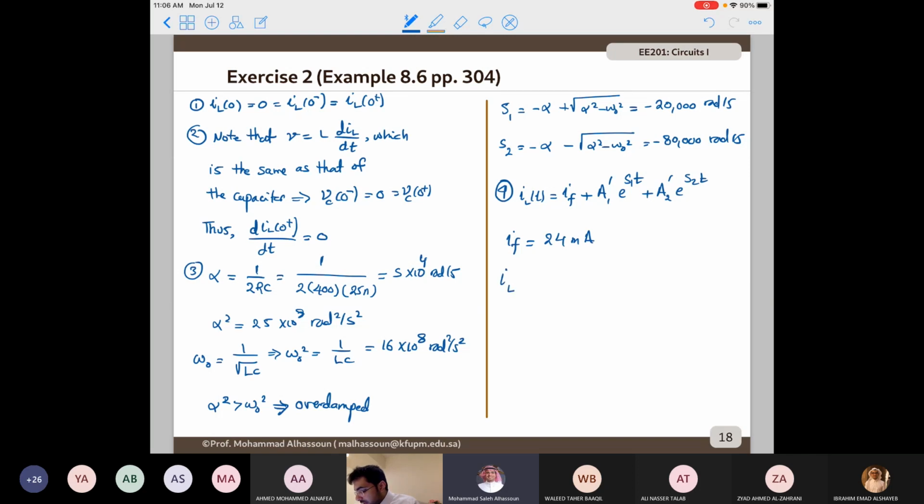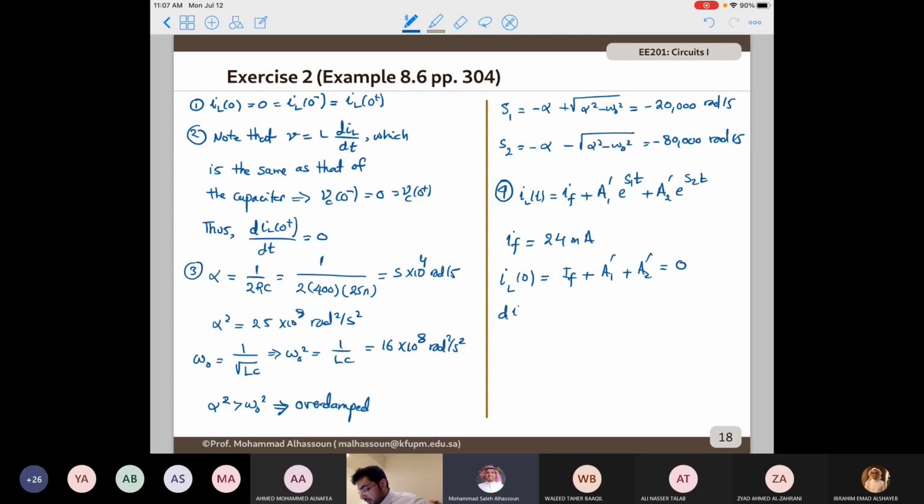So now we need to find A1 prime, A2 prime. The first thing is we need to substitute the initial value. So I final plus, if you substitute 0, you'll get A1, A2. And remember the initial value is 0, so this is going to give you 0.